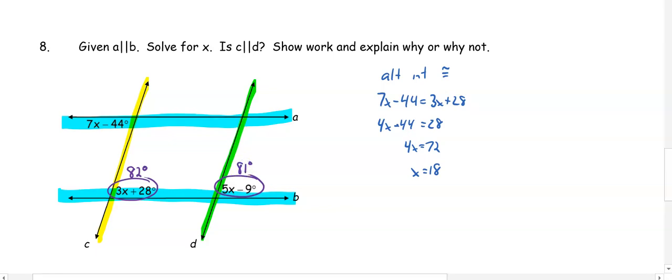So those corresponding angles are not congruent, so we would say C is not parallel to D because corresponding angles are not congruent.